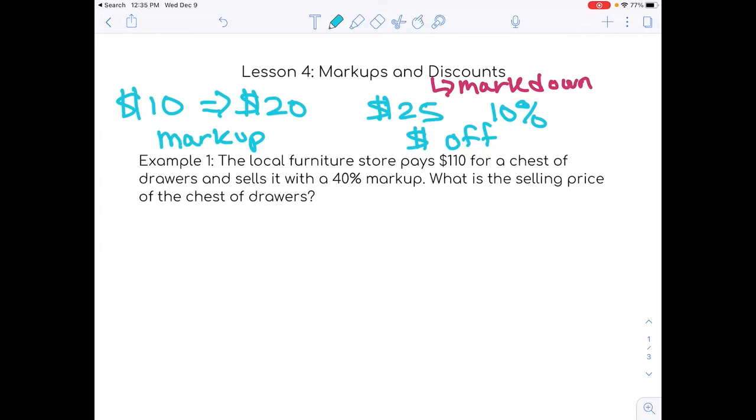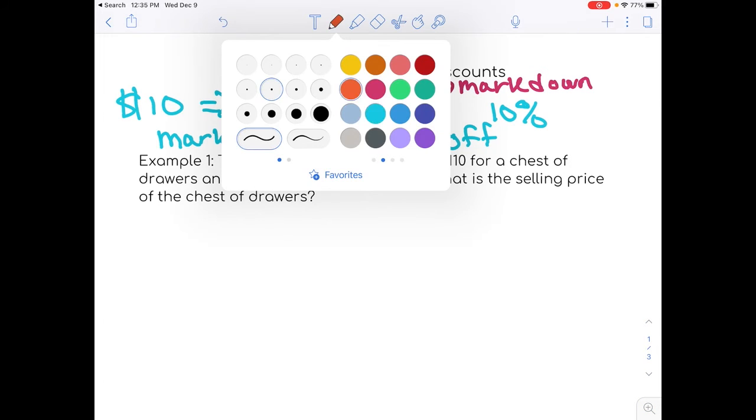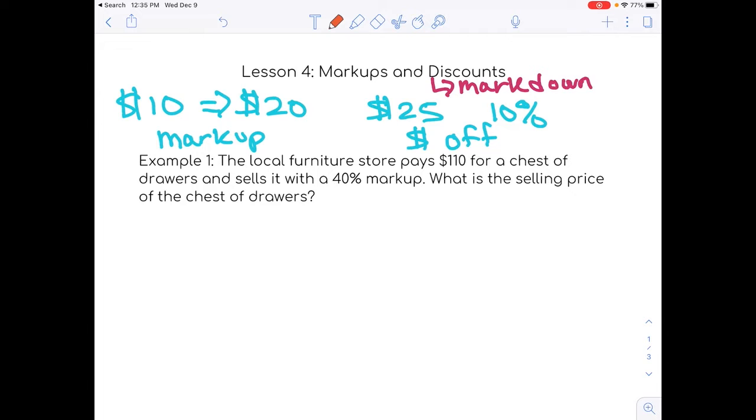And so the two things I want you guys to remember when we are talking about markups and markdowns is, with markups, you're always going to add because you're going up, you're marking up a sale. And then discounts or markdowns, you're going to subtract. You're taking money away. So that is two things I want you guys to keep in mind. So let's jump into example one.